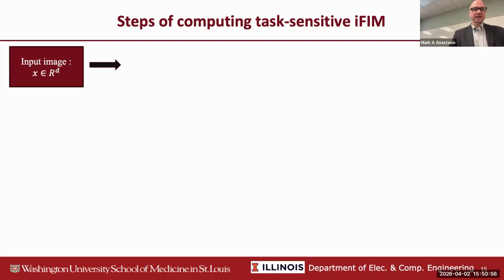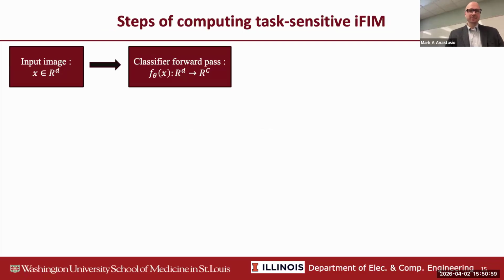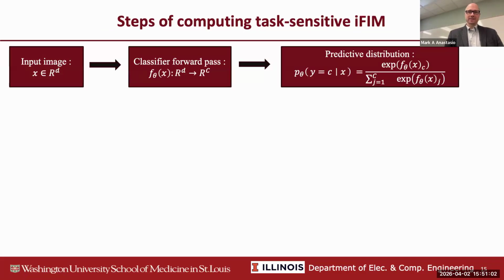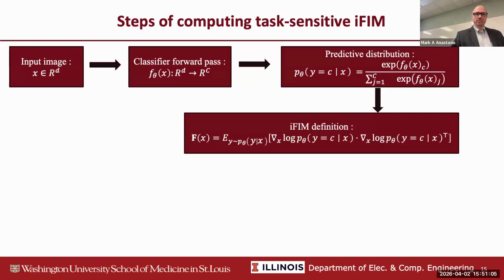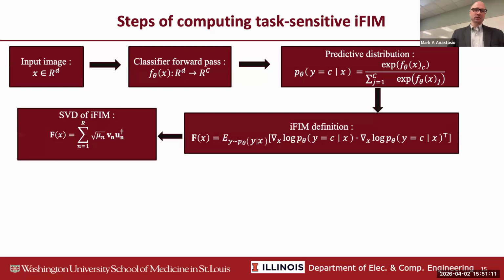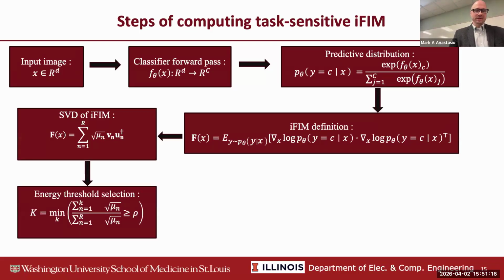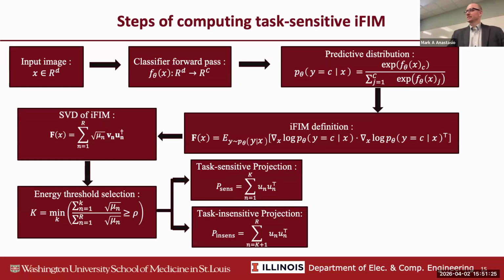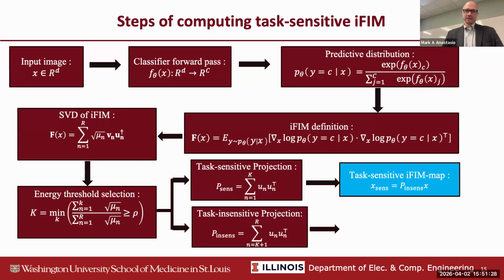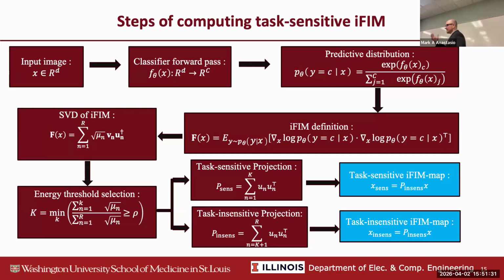So we start off with an input image X. We assume that we have a trained classifier, and we classify that image. We have access to the predictive distribution. We form the input-dependent Fisher information matrix. We somehow determine the dominant eigenvectors or singular vectors of that matrix and the associated eigenvalues. If we want, we can threshold to determine the dimension of that task-sensitive space or use the rank of F. And then we can form the projection operators onto the sensitive subspace and the insensitive subspace, and do our decomposition, and then display the sensitive part as our visualization, the end result of our interpretability procedure.